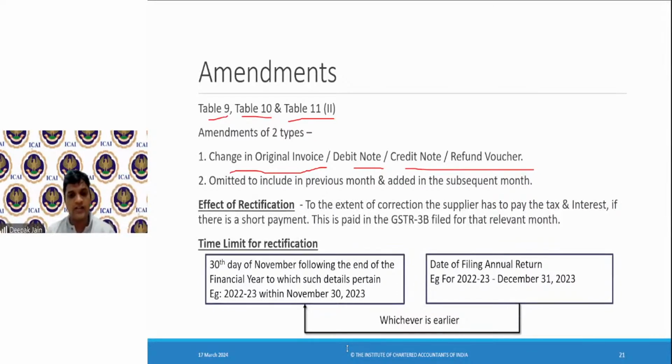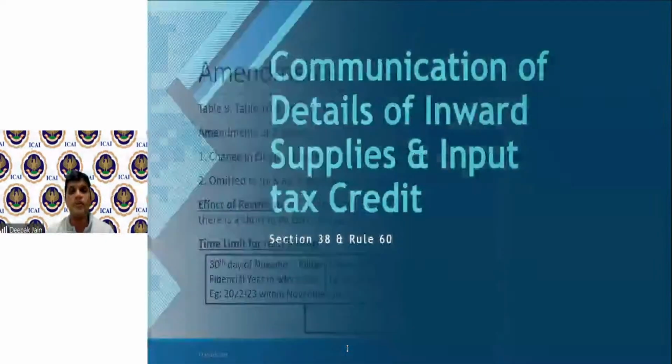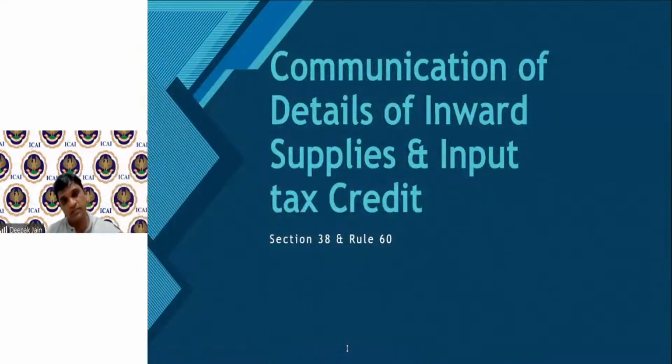Okay. Now let's proceed with communication of details of outward supplies we understood. Now communication of details of inward supplies and input tax credit. Outward supply, we will make the outward supplies and we will pay the taxes in 3B. Then we will claim the credit. We will claim the credit through this statement of inward supply.